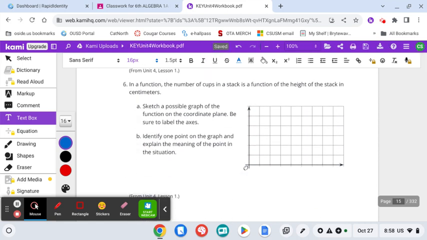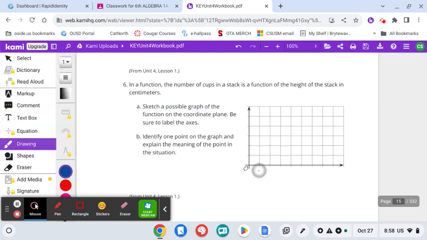All right, let's do a sample graph here of this situation. The number of cups based on the height. Sketch a possible function. So what do you want to do? Height on the bottom in centimeters. Do you want to count? I don't know. Let's count by twos maybe.